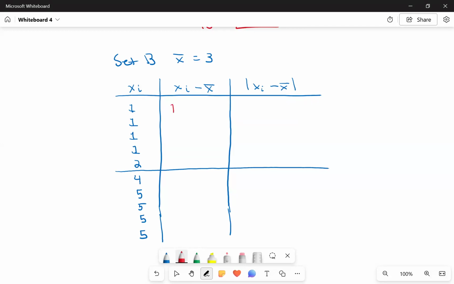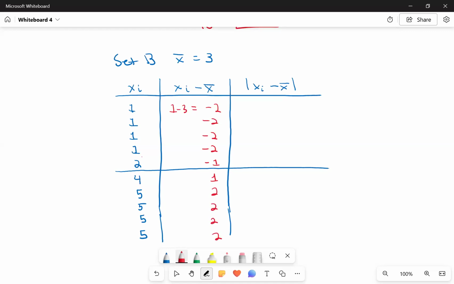1 minus 3 is just going to be negative 2, negative 2, negative 2, negative 2. 2 minus 3, that's going to be negative 1. 4 minus 3, that's positive 1. 5 minus 3, that's 2, 2, 2, 2.